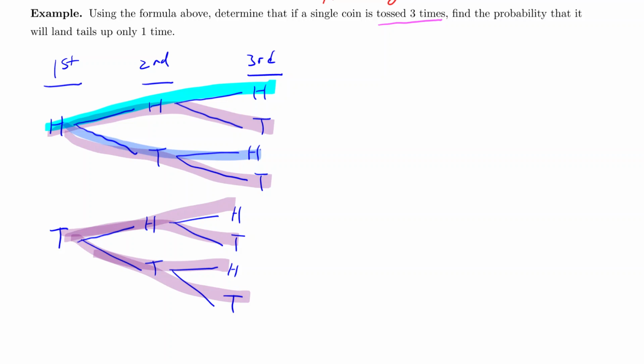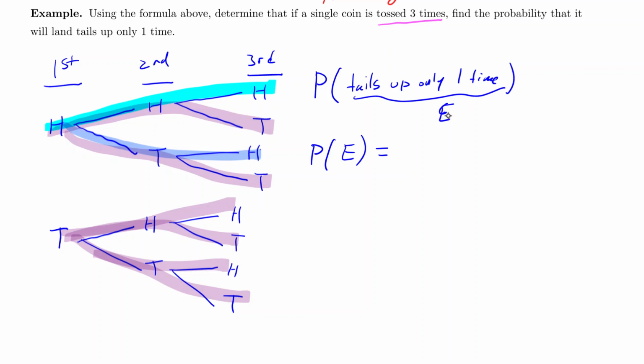So in order to solve this problem, the probability of event E, let's write, tails up only one time. We can also just label this event as E. So the probability of E then is out of a total of 8. That's the total possible outcomes. There are a total of 8 possible outcomes if I toss the coin 3 times.